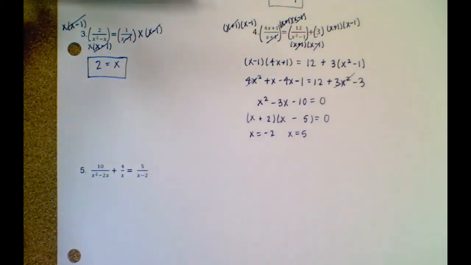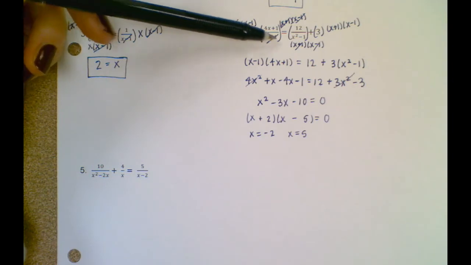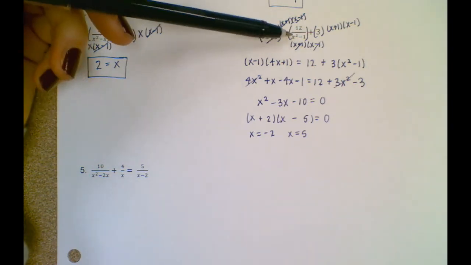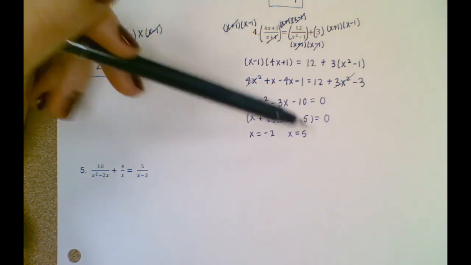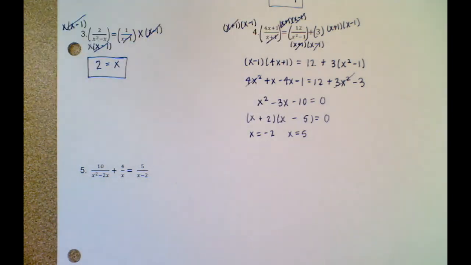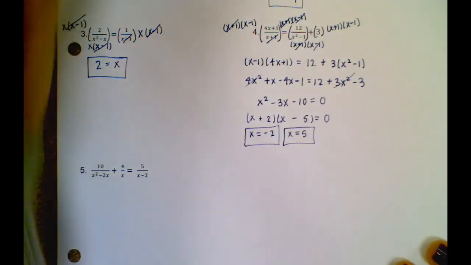Now let's check real quick to make sure none of these give us an extraneous solution. So if I plug a negative 2 in here, I'm good. Negative 2 squared, that's 4 minus 1, I'm golden. The 5, I'm good. My denominator is never a 0. So these are both solutions to this problem. Okay?